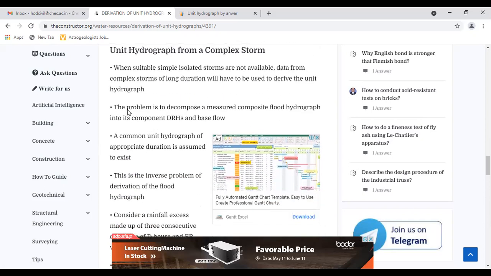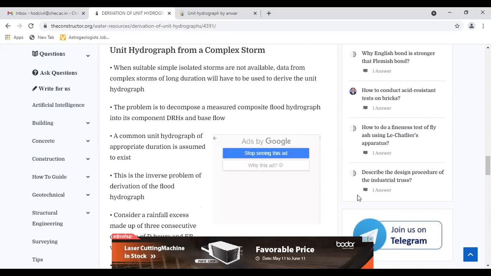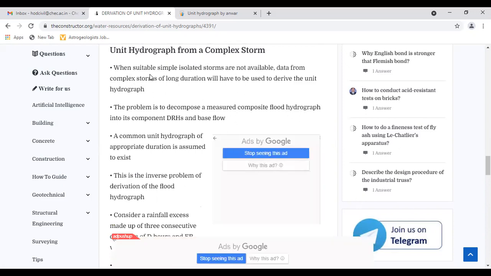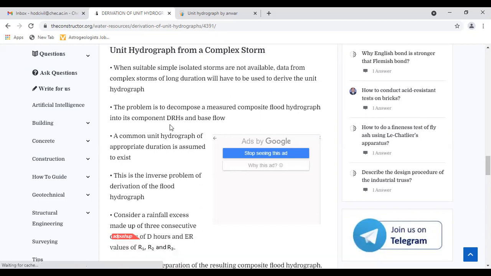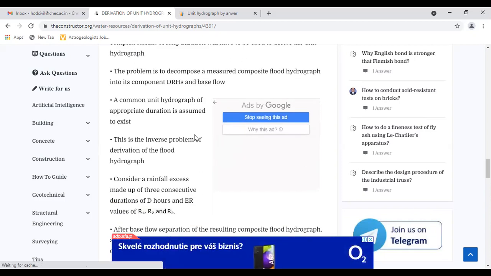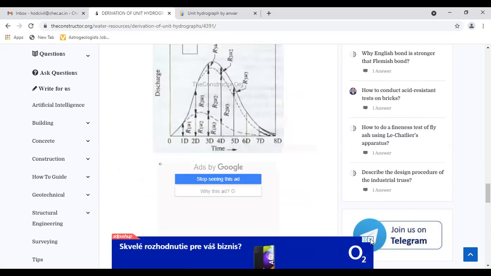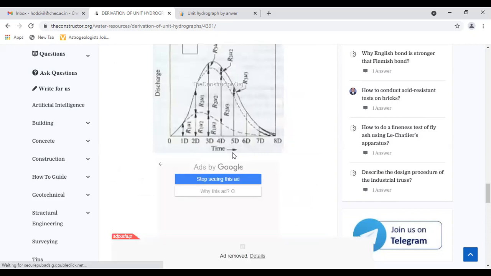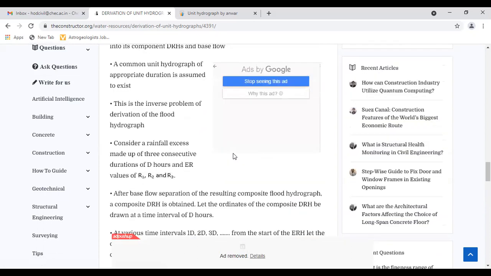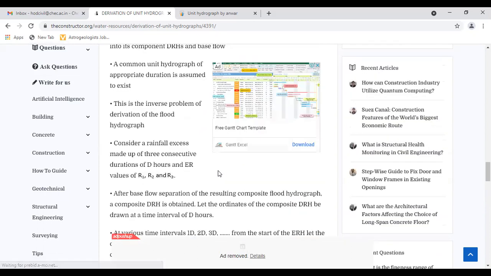Guys, unit hydrograph from a complex storm. When suitable simple isolated storms are not available, data from complex storms of long duration will have to be used to derive the unit hydrograph. The problem is to decompose a measured composite flood hydrograph into its component direct runoff hydrographs and base flow. This is the inverse problem of derivation of the flood hydrograph.